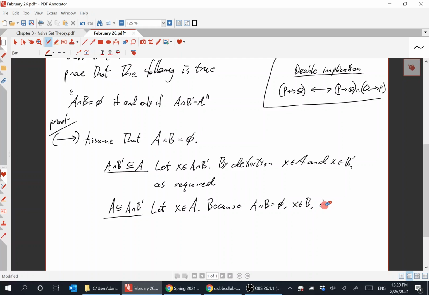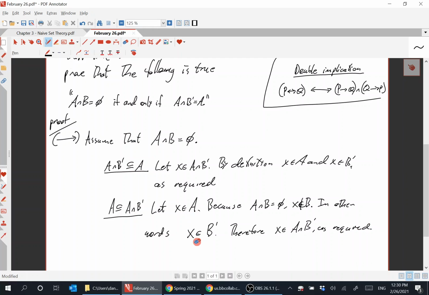In other words, X is not in B. In other words, X is not in B means X is in B complement. So X is in A and X is in B complement. Therefore, X is an element of A intersection B complement as required.